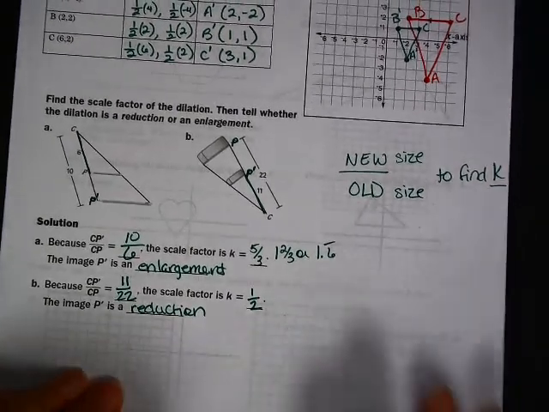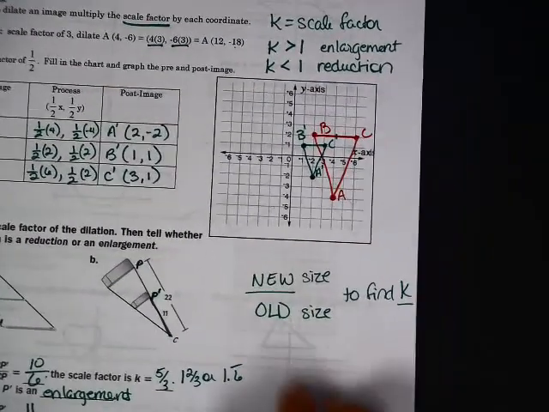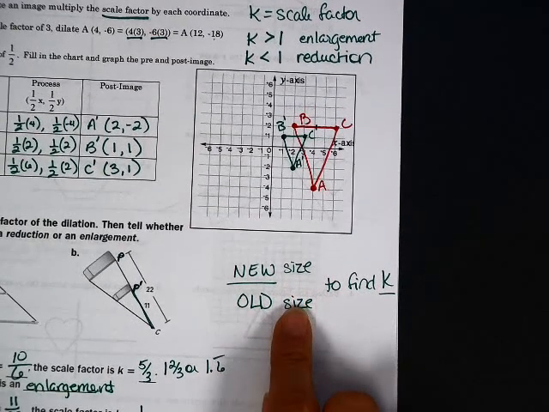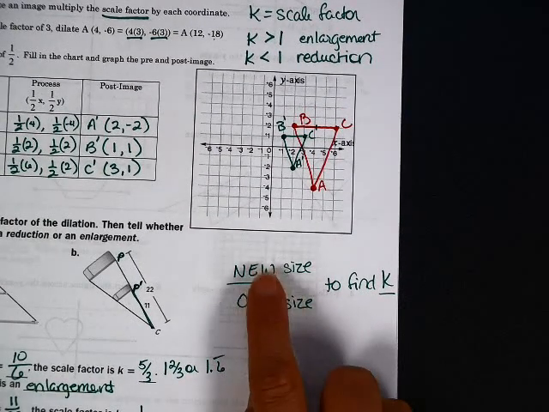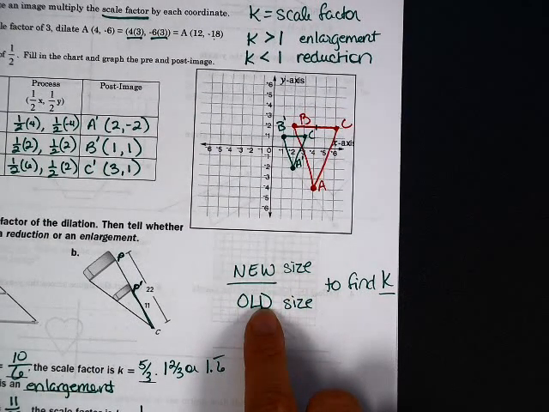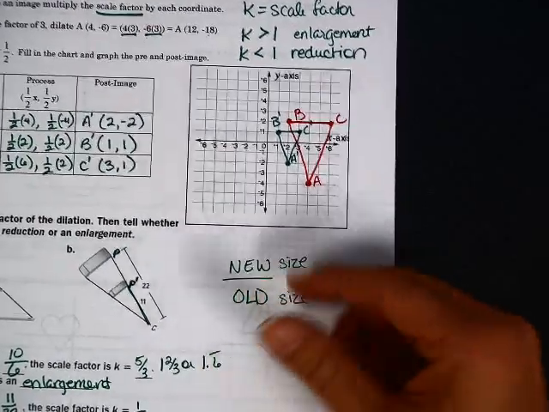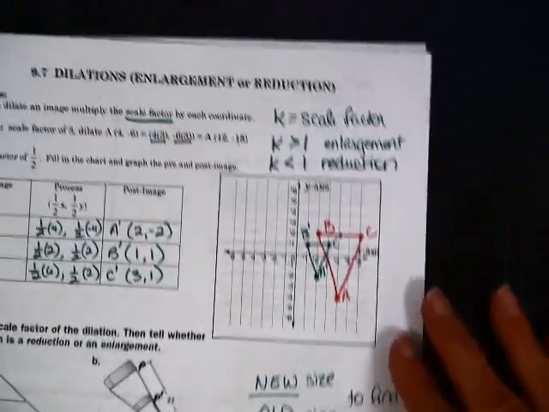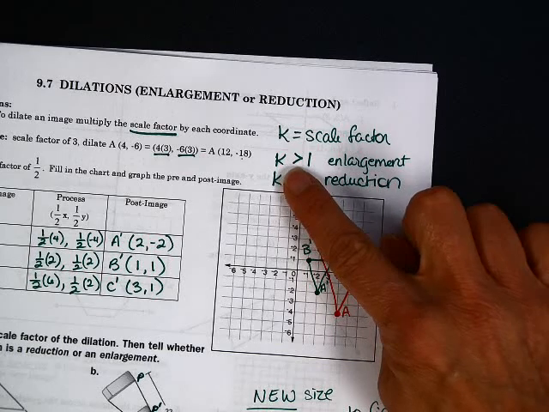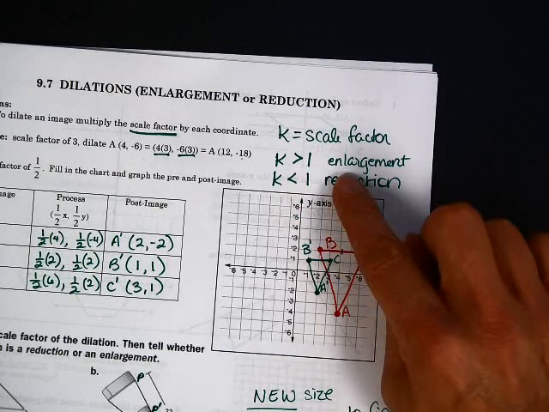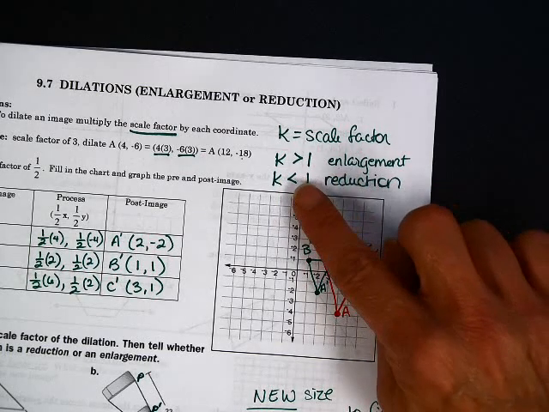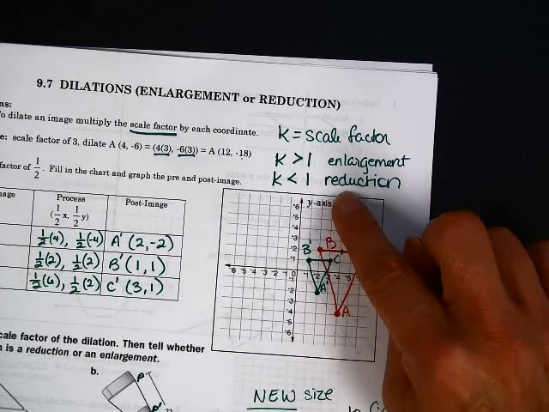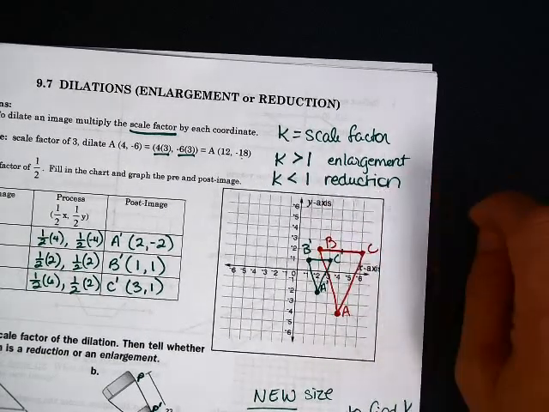That's really all there is to this stuff. The important thing to remember, anytime you're trying to find scale factor, is always the new to the old size. Otherwise, your scale factor is going to be the reciprocal. And always remember, if your scale factor is bigger than 1, it's an enlargement, and if it's smaller than 1, then it is a reduction, and you should be good to go.